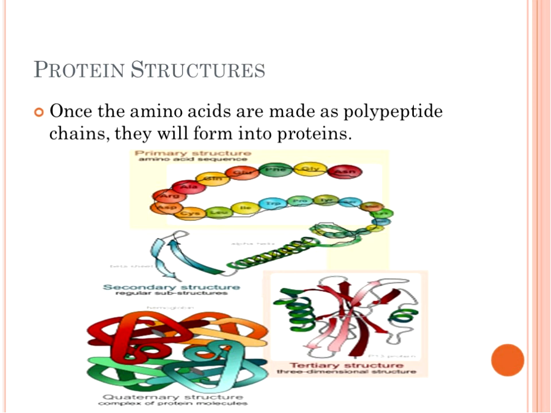Or it could become even more complex and turn into a globular structure. That's a tertiary structure. Or it could become the most complex protein, the biggest, heaviest, massive protein called a quaternary structure, which is actually four tertiary structures put together. So we already talked about that briefly yesterday, but this is a better visual that I wanted to show you. Just understand that proteins can be very simple, like a primary structure, or they can become very complex into secondary, tertiary, or quaternary structures.